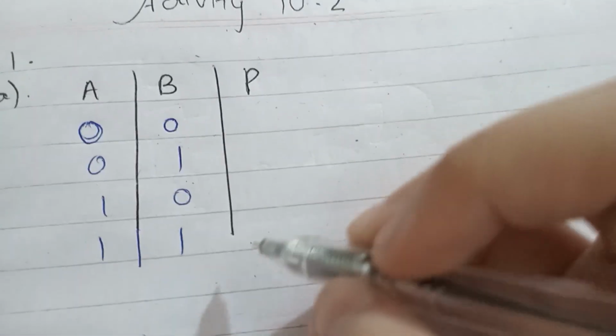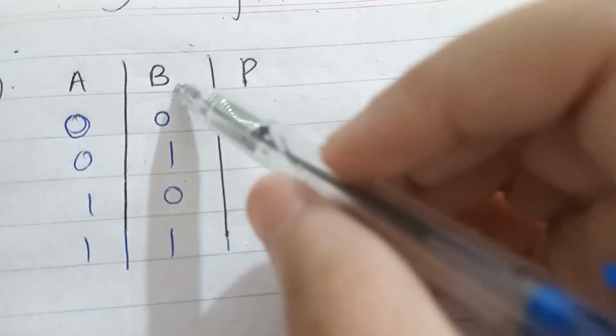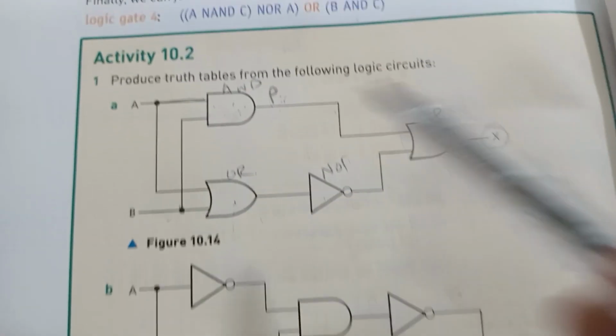Since it is an AND gate, if both the conditions are true, the output is true. It means that if both the inputs are 1, the output is 1. Otherwise, it's 0. Okay, now let's consider the next one, that's the OR gate.